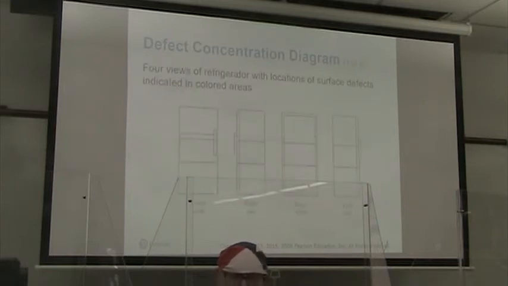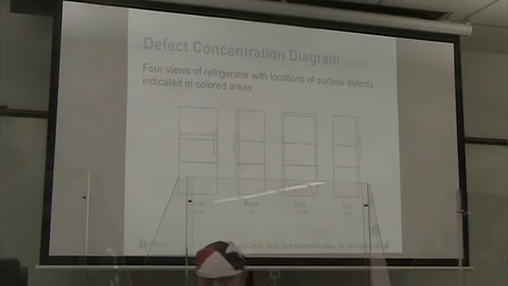And our next, we see four views of refrigerators, right? The idea being that every time there is a defect, it is marked on one of these diagrams, and eventually we figure out what is causing those particular defects.